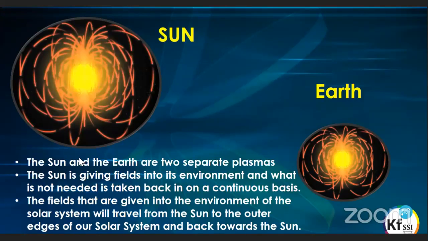Because if we view the sun as the principal field of our solar system, the magnetic rays coming from the sun will travel to the outer reaches of our solar system, which we can view as a plasma, and these will come back in again if they're not needed beyond the solar system. So it's these magnetic rays given off from the sun which interact with all the other plasmas, be it the Earth.